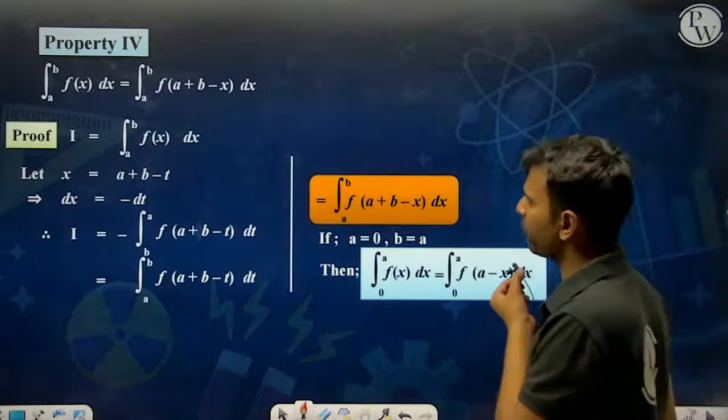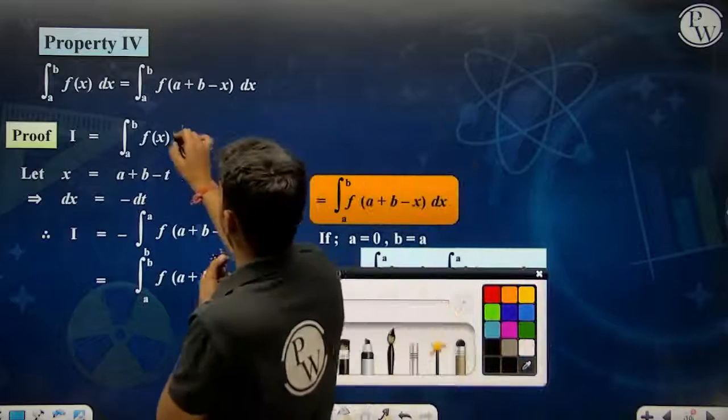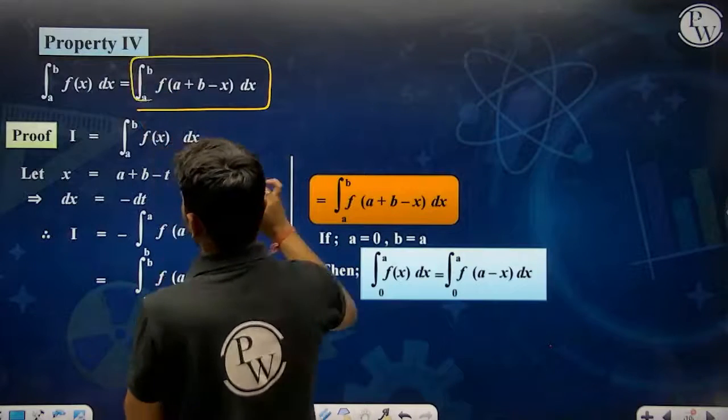The proof, if you want to see it: let's say you want to evaluate this, we can assume a plus b minus x as t.